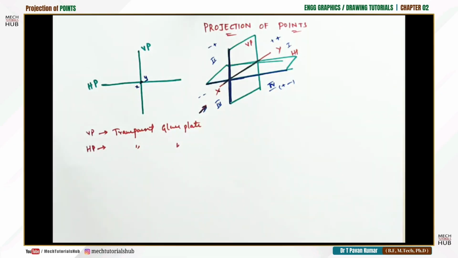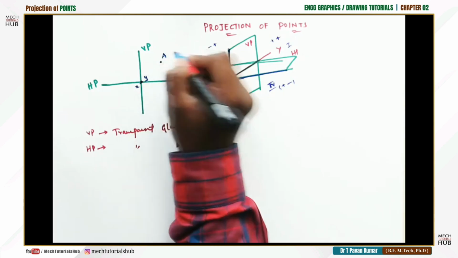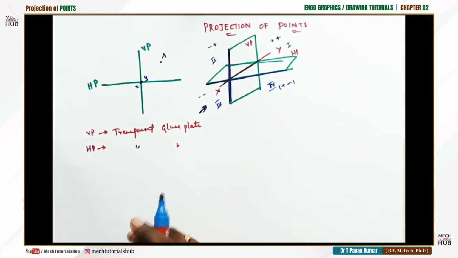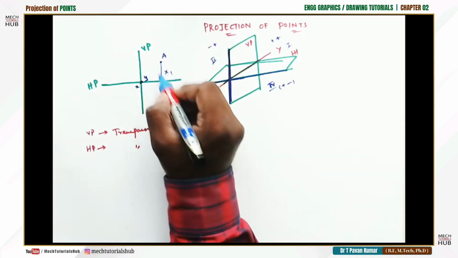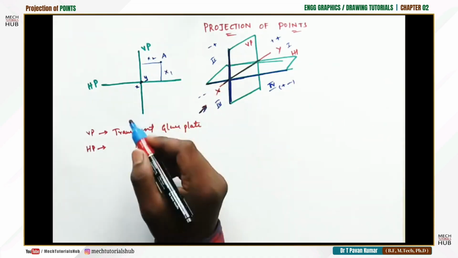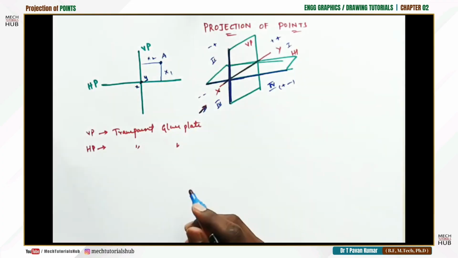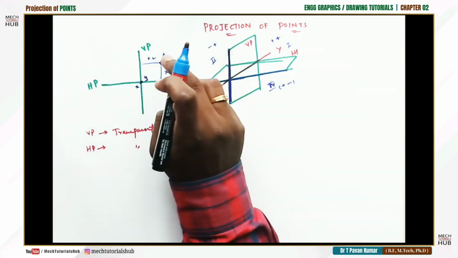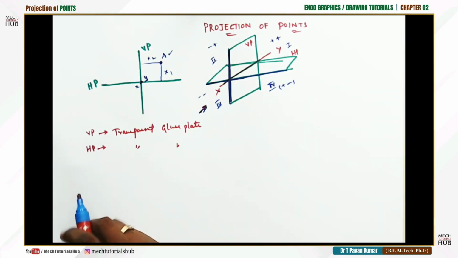Fine. For example, there is a point A. I'll make a note. There is a point somewhere here. The name of the point is A. Let us assume it is placed at a distance of x1 from the horizontal plane, and at a distance of x2 from the vertical plane. There is an object A placed at so and so x1 and x2 distances from the horizontal and vertical planes. How do you draw the object A with respect to a reference line xy on your drawing sheet?